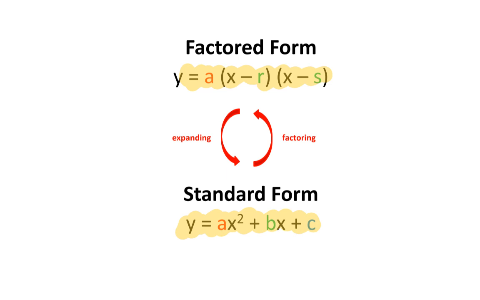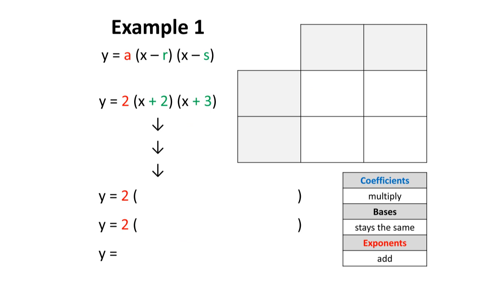You can convert factored form to standard form using the process of expanding, and you can convert standard form back to factored form using the process of factoring. Today we'll be focusing on expanding. In our first example, we have an equation of a quadratic relation in factored form. We want to convert it from factored form to standard form using the process of expanding. The table to the right is going to help us do that.